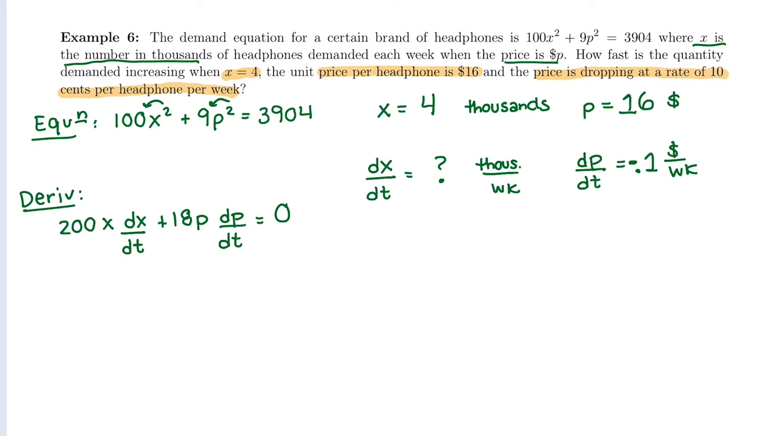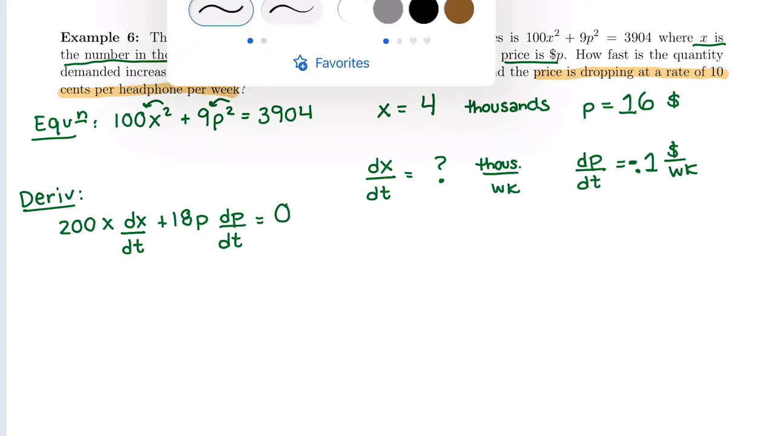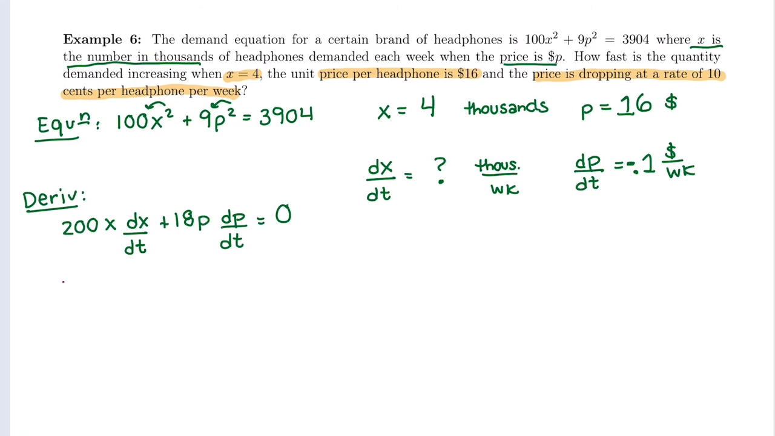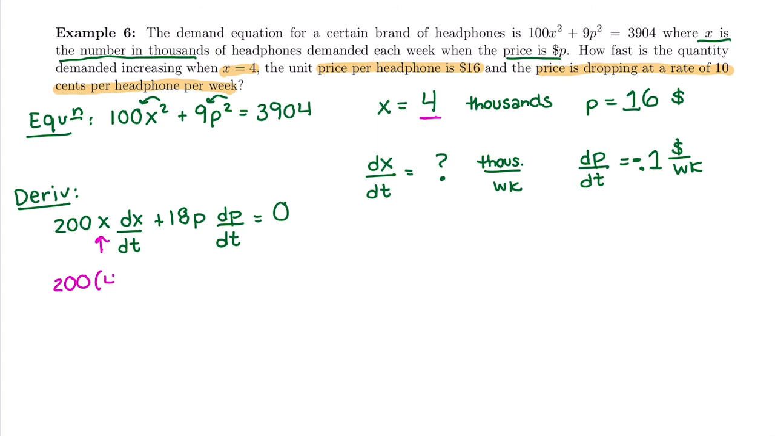Now I'm going to sub in all of these numbers that I was given and solve for the one variable I don't know. I'm solving for dx dt in this one. So I'm going to do 200 times the x value. Well, x right now is 4, which again stands for 4,000 headphones, not just 4. Then we have dx dt, that's what we're trying to solve for, so I'm going to leave it as a variable, and we will solve for it. Plus 18 times my current price is $16 times dp dt. We're going to start decreasing our price just by $0.1 per week, or 10 cents per week, and see if that helps our demand.